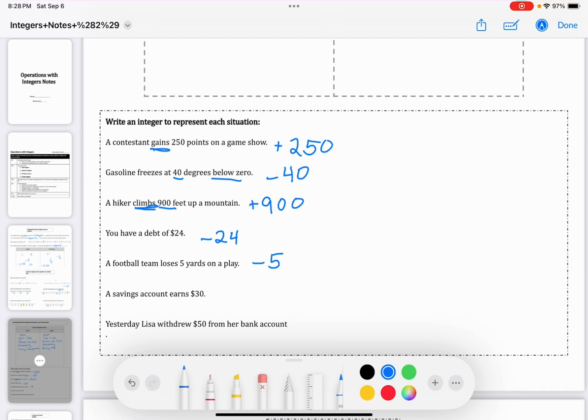A savings account earns $30. That would be plus 30. Withdrawing from your bank account, that's a negative.